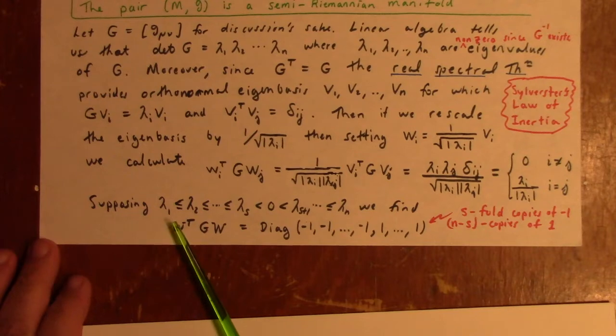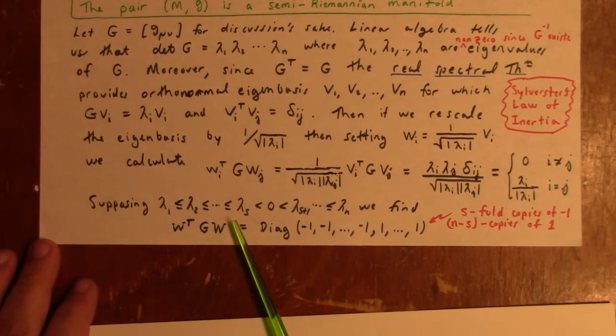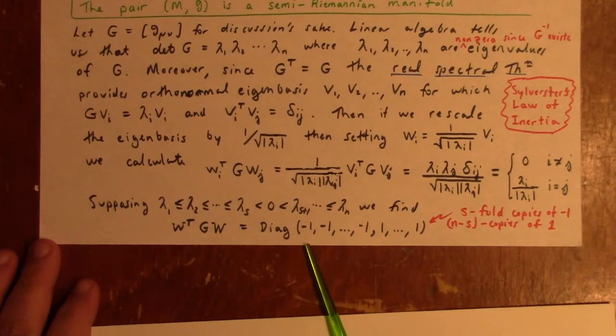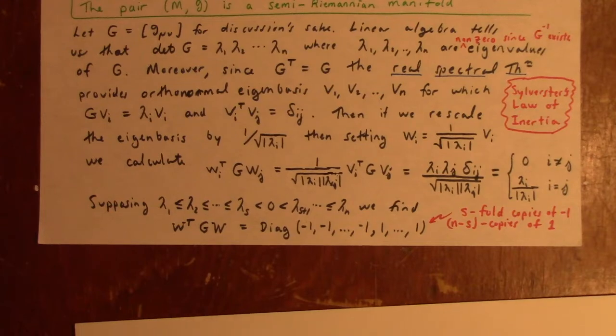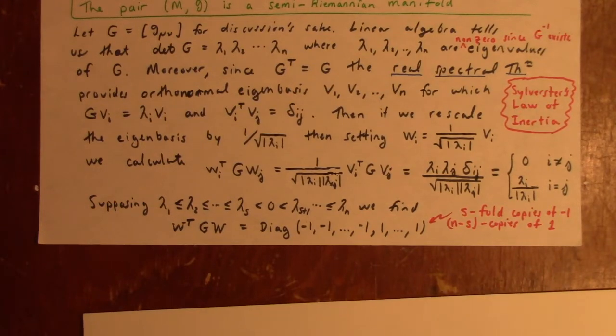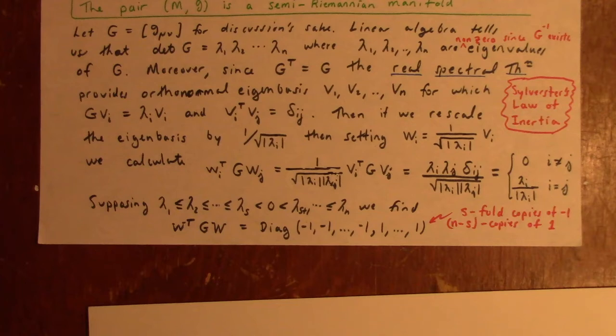And if we arrange the eigenvalues, the spectrum, in order of increasing eigenvalues, well, at some point you've got to cross 0 and go from the negative ones to the positive ones. And as such, with my current nomenclature, W transpose G W would be a diagonal matrix with minus 1s down the diagonal and then 1s down the diagonal. You'd have s-fold copies of minus 1 and n minus s copies of 1. And in this case, the metric is said to have signature s. So our usual context, like the Minkowski metric, is a signature 1 metric, because we have s equals 1.